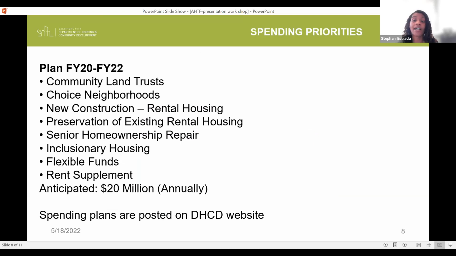This is the Affordable Housing Trust Fund spending priority. So this money is broken down into spending priorities. The first one is the Community Land Trust, Choice Neighborhoods, New Construction Rental Housing, Preservation of Existing Rental Housing, Senior Home Ownership Repair, Inclusionary Housing, a Flexible Fund, and Rent Supplement. Out of these priorities, the Affordable Housing Trust Fund staff, such as myself, we control the Community Land Trust, New Construction Rental Housing, Preservation of Existing Rental Housing, and the Inclusionary Housing priorities. The rest are in other departments, and we just transfer the funds to those departments.